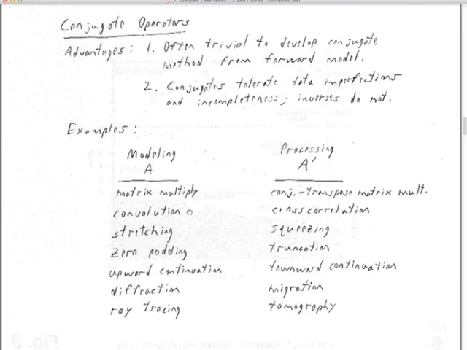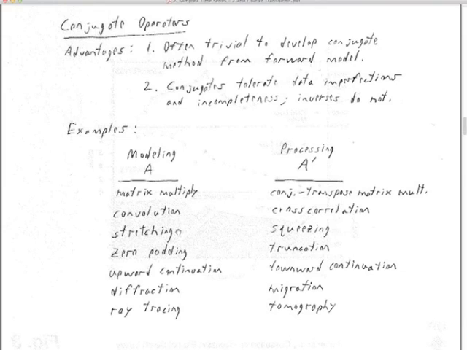Okay? Convolution, all right? Filtering, okay? The inverse is inverse filtering, all right? But the processing, the conjugate transpose of convolution turns out to be cross-correlation. Now, we're going to talk about convolution very soon here. And then cross-correlation will come up later. So you will learn exactly what these are.